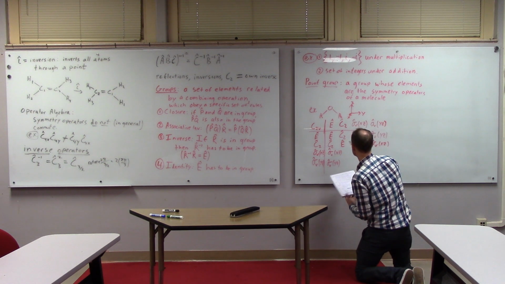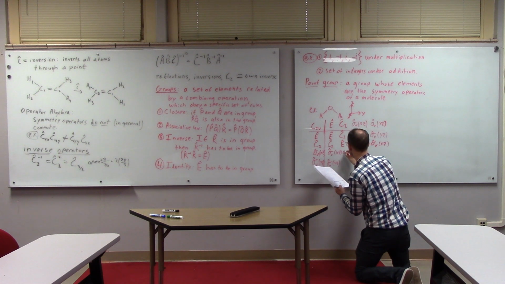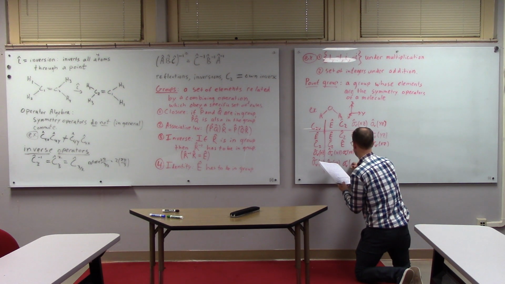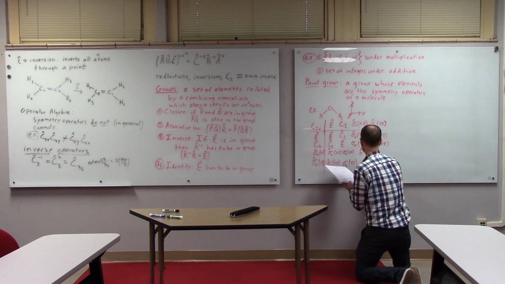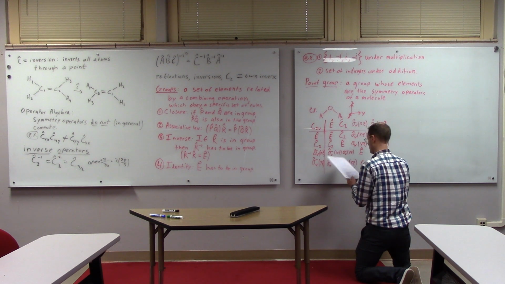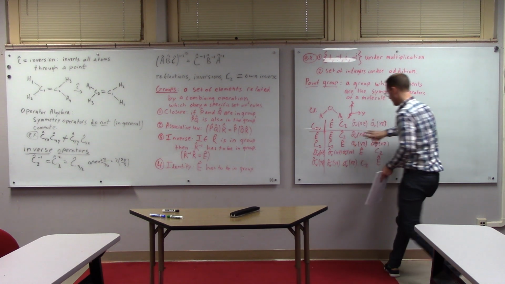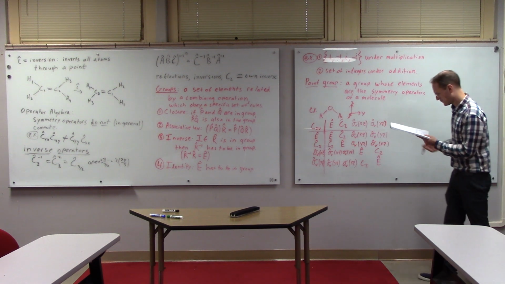And you can check the rest of these yourself, but I'll just fill out the rest of this table. Here you get sigma V YZ. Here you get sigma V XZ. Here you get E. Here you get C2. Here you get C2, and here you get E. Okay, so you can verify the other elements of this table on your own.